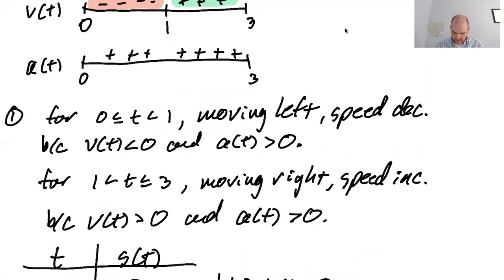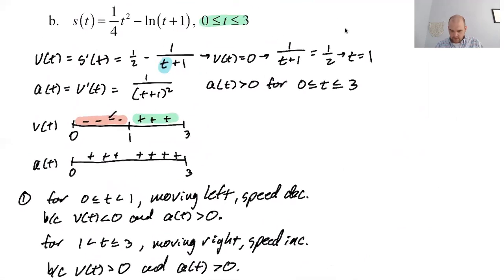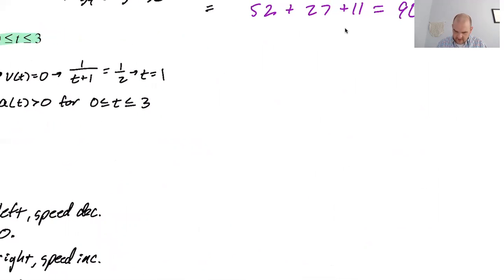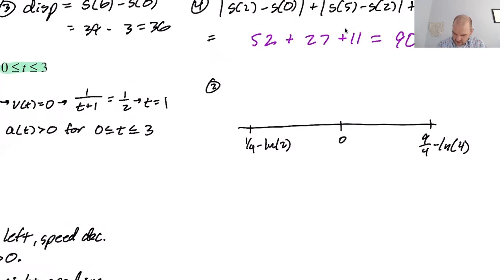All right, let's make our motion graph here. So our number line is going to look bizarre. So this is the answer to number 2, or this is our attempt at an answer to number 2. I'm going to put 0 like in the middle where it almost certainly doesn't go. And then here, 1/4 minus the natural log of 2. And then here, 9/4 minus the natural log of 4. So that's weird.